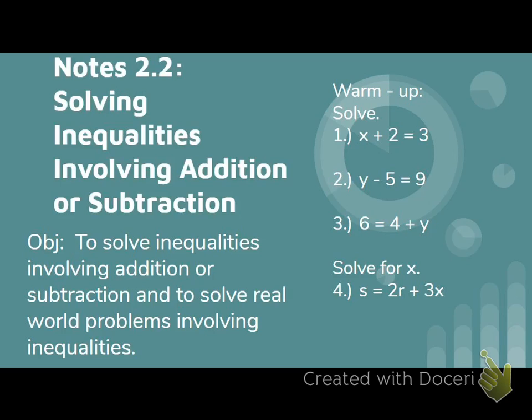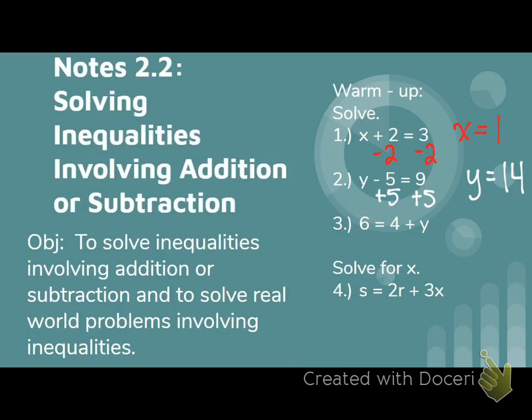For our warm-ups, these are just equations. We've done these before. How am I going to get x alone on number 1? Good. Subtract 2, but if I do it on one side, I have to do it to the other, and that leaves me with x equals 1. Good. Okay, on number 2, what do I need to do to both sides? Good. Add 5. And we get y equals 14. Good.